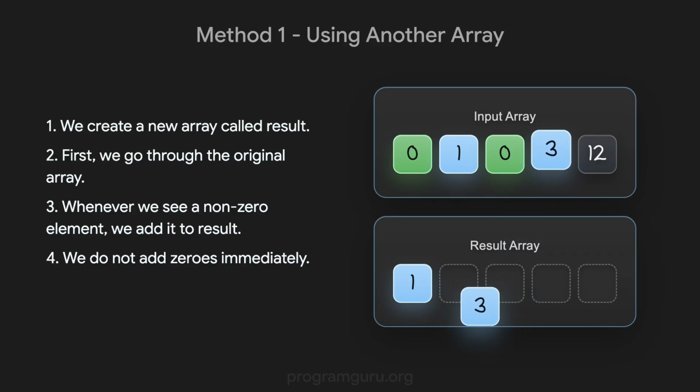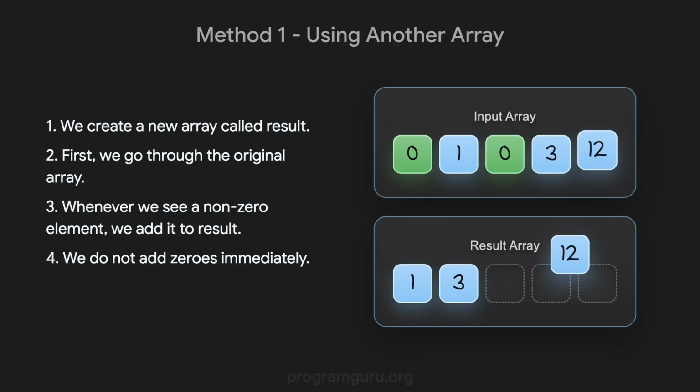So we add 3 to the result array. Next element is 12. 12 is not 0. So we add 12 to the result array. At this point, we have checked all elements in the input array. We have added all non-zero elements to the result array.